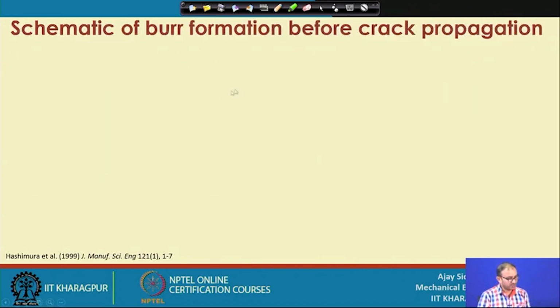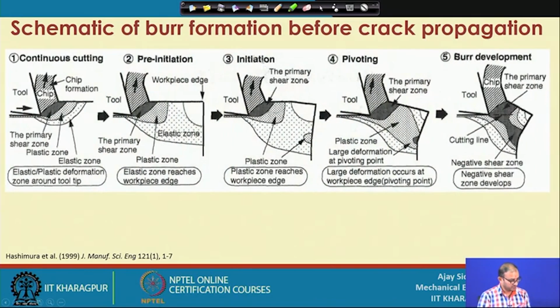So, let us see how the burr formation occurs when you penetrate your tool into the workpiece. What are the different stages? This particular slide will tell you how the tool is interacting with the workpiece material before crack propagation. This is the first thing. It is a continuous cutting. What is continuous cutting? That is a proper cutting of the material, so you are getting a chip formed very easily here.